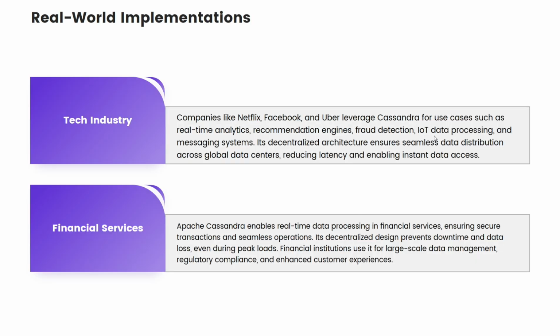Coming on to real-world applications, Cassandra is mainly used in the tech industry and social media, like Netflix, Facebook and Uber. They all use Cassandra for real-time analytics, fraud detection, recommendation engines and IoT data processing. On the financial side, banks and financial institutions rely on Cassandra for secure transactions, large-scale data management and regulatory compliance, ensuring smooth operations even during peak loads.